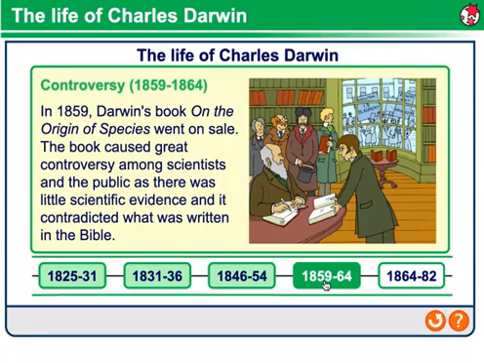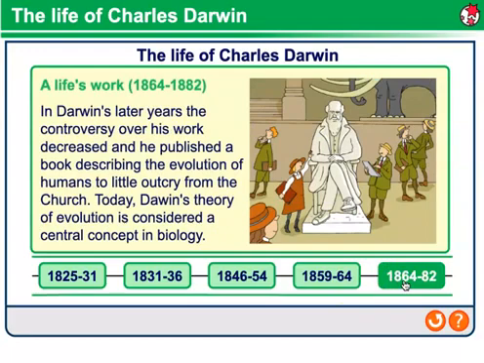In 1859, that book went on sale. The book caused great controversy among scientists and the public, as there was very little scientific evidence, and it contradicted what was written in the Bible at the time. From 1864 to 1882, in the later years of Darwin's life, the controversy over his work decreased, and he published a book describing the evolution of humans. There was minimal outcry during that time, especially from the church. Today, Darwin's theory of evolution is considered a central concept in biology.